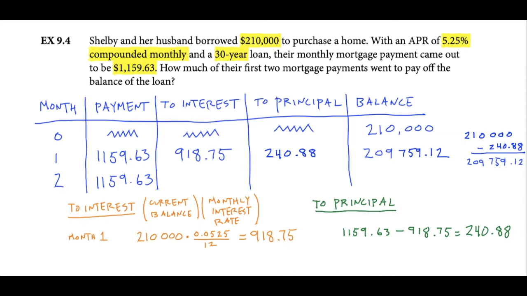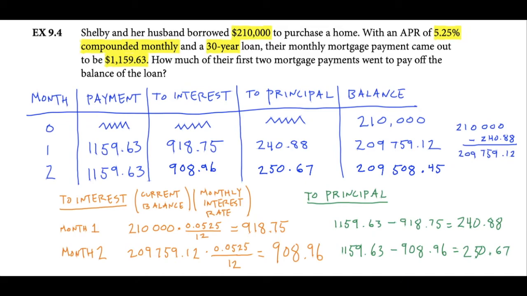This is the nature of any loan that you pay back through payments. A major portion of your payment is going to go directly to interest, and typically only a small amount will initially go to pay off the balance. Performing similar calculations for month 2 yields the values that you see.